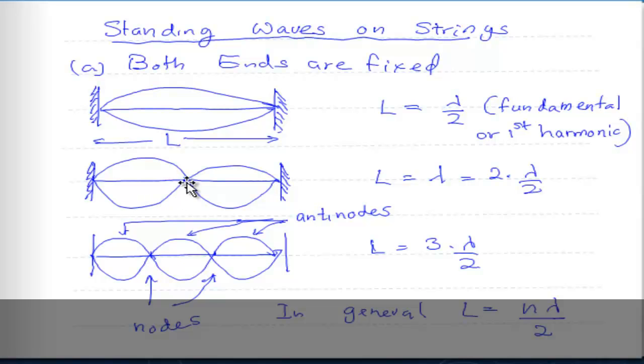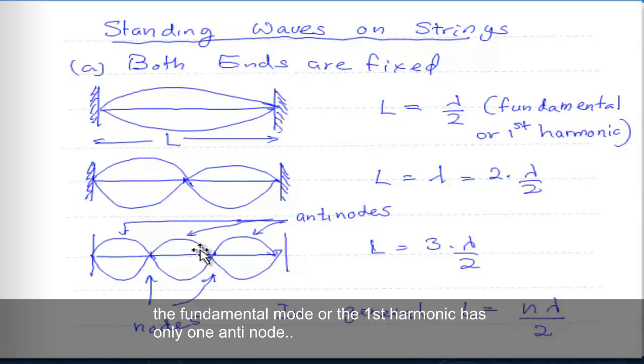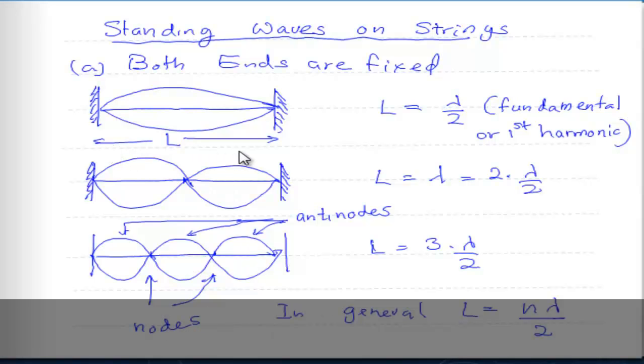The second mode is something like this. You have a node at the center and also nodes at the ends, and there are two antinodes. This is called the second harmonic. The next higher mode would be this one. In terms of loops, the first harmonic has one loop, the second harmonic has two loops, the third harmonic has three loops. If the length of the string is L, we can relate that length to the wavelength, because one loop is 1/2 of a wavelength, two loops equal one single wavelength, and three loops equal 3 times 1/2 of a wavelength.